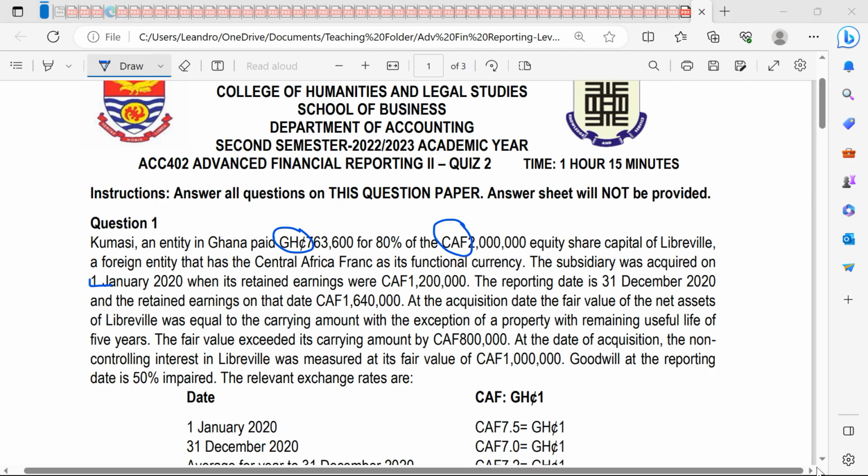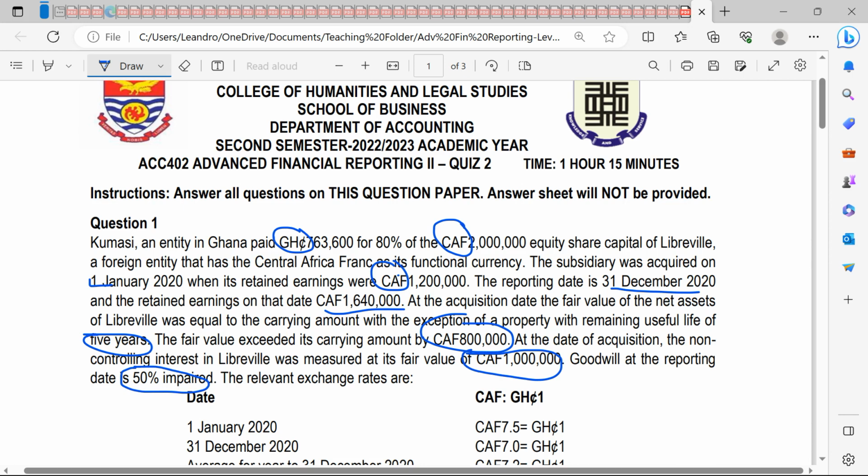So it is 1st January 2020 when its retained earnings were 1.2. Again, take note of the currency. It's very important. Reporting date 31st December, and the retained earnings at 31st December, the reporting date, is 1.6. Fair values were the same except for 800,000 of a property with 5 years remaining. Fair value of NCI is 1 million. Goodwill at the reporting date is 50% impaired.